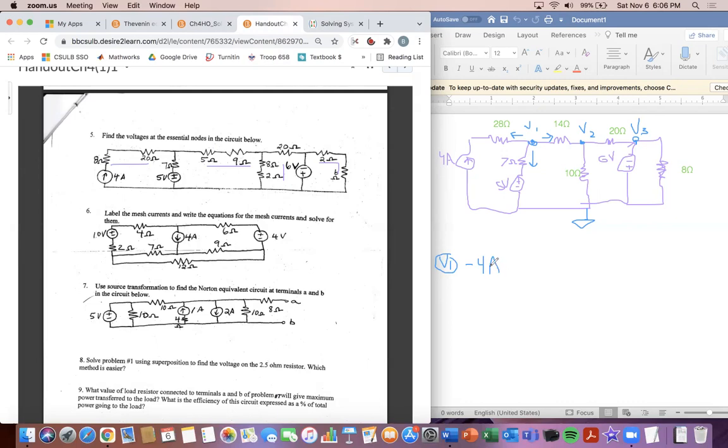Let's look at the arrow going down. It's going to be V1, and then look, this 5 volt source, it's going in the opposite direction. So it's going to be V1 minus 5 volts all over 7. So plus V1 minus 5 all over 7. And then this arrow going to the right is going to be V1, where it starts, minus V2, the other essential node, all over 14. So V1 minus V2 all over 14. And then set that equal to 0.